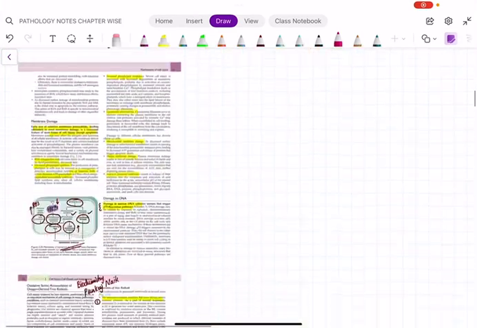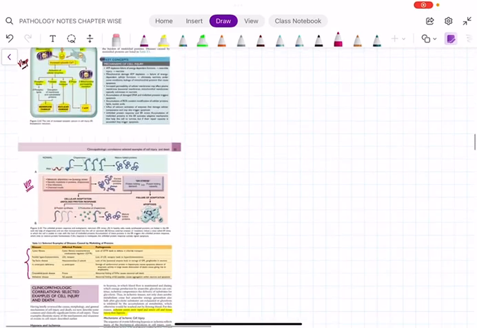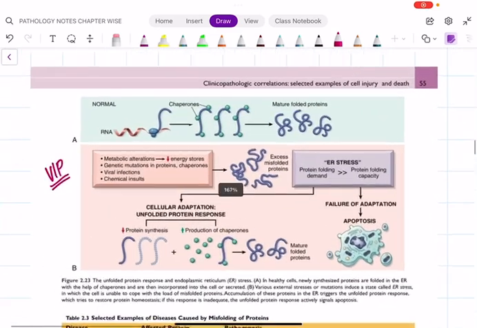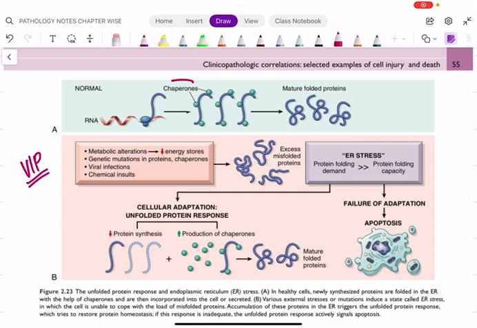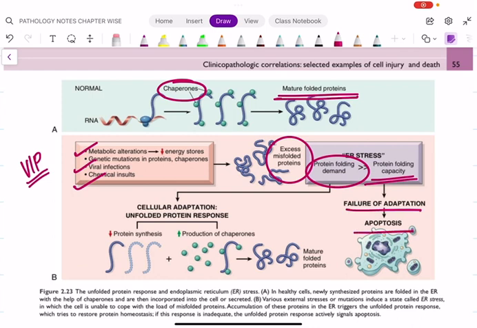Okay. Once that is done, children, see, this is another picture, very beautiful picture. Normally we have chaperones, which cause mature folded proteins. Whenever there is metabolic alteration, viral infection, or chemical stimulus, excess misfolded proteins will be formed. So the protein folding demand will be more than the capacity, which will lead to failure of adaptation or apoptosis. Sometimes the cell will try to adapt. How? By decreasing protein synthesis and increasing chaperone production, which leads to mature folded protein.